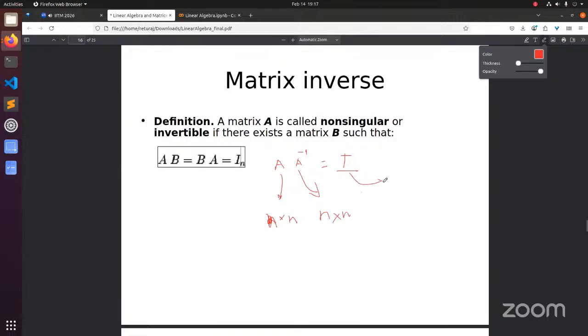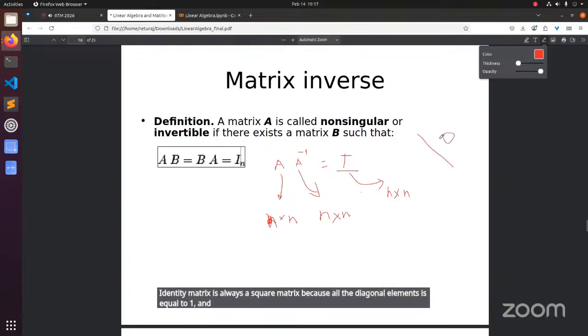Then only the identity matrix is always a square matrix, right? Identity matrix is always a square matrix because all the diagonal elements are equal to 1 and everything else is 0. So it is only possible when it is a square matrix. You cannot write a, okay, let me show you.